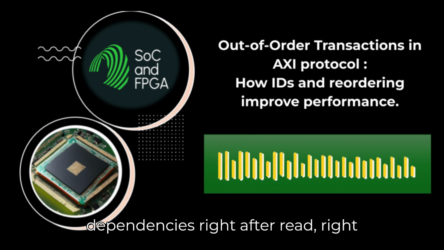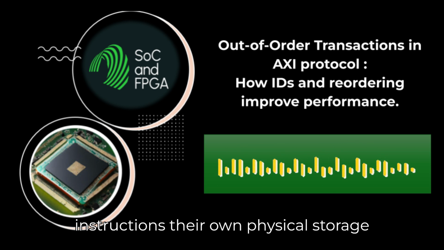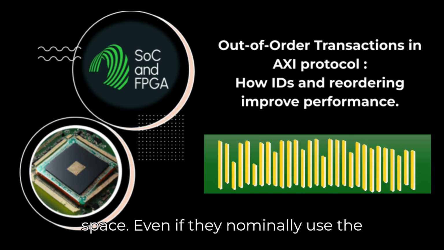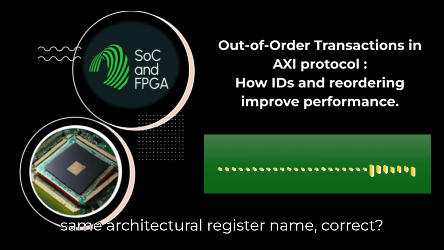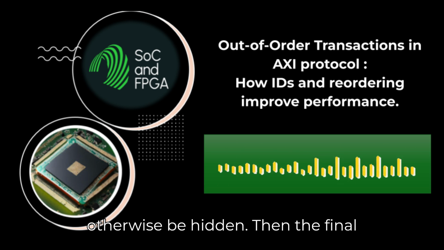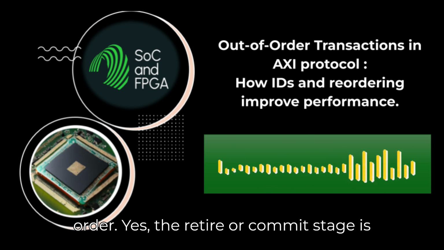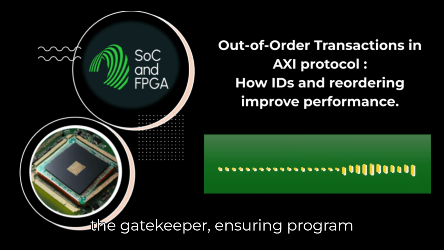It breaks false dependencies, write-after-read, write-after-write hazards, by giving instructions their own physical storage space, even if they nominally use the same architectural register name. Correct. It unlocks parallelism that would otherwise be hidden. Then the final commit stage to write results back in order. Yes, the retire or commit stage is the gatekeeper, ensuring program correctness.